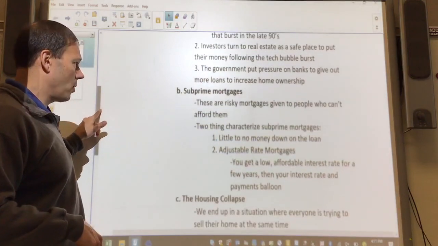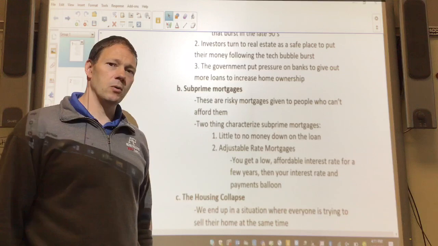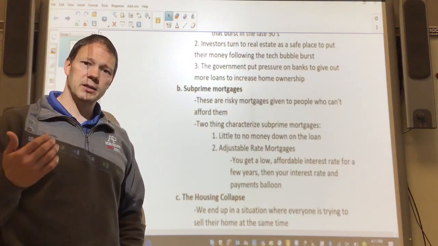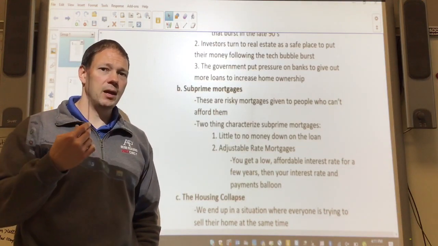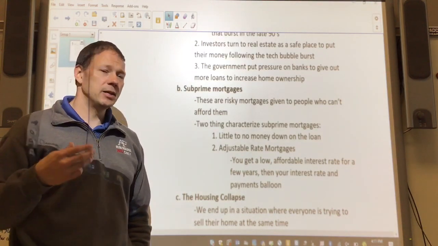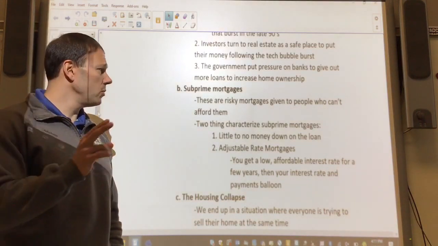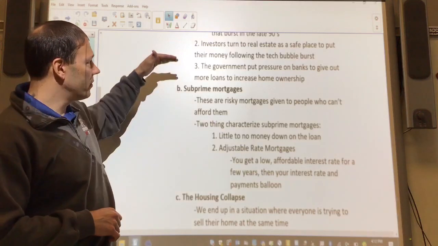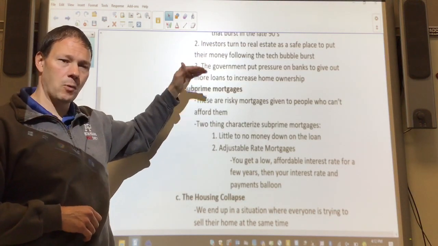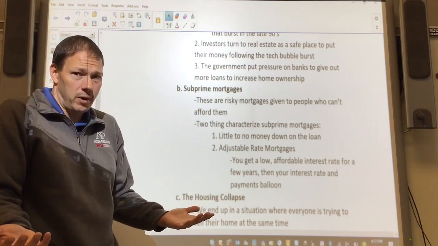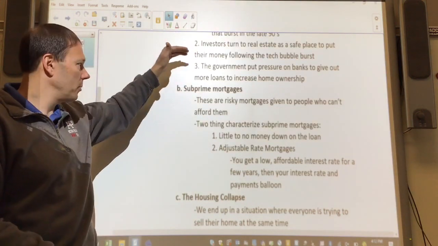Now, let's talk about these subprime loans. Okay, what is a subprime loan? In a nutshell, it's a risky mortgage, okay? It's someone who really shouldn't be getting a loan for a home. They can't afford it. It's just bigger than what they really should be getting, okay? Now, two things characterize subprime loans, and part of this goes back to number three, the government putting that pressure on. Well, how do you give out a loan to somebody who really can't afford it? Well, you got to get a little bit creative, okay? It also has to do with some other things as well, but that was a big part of it.